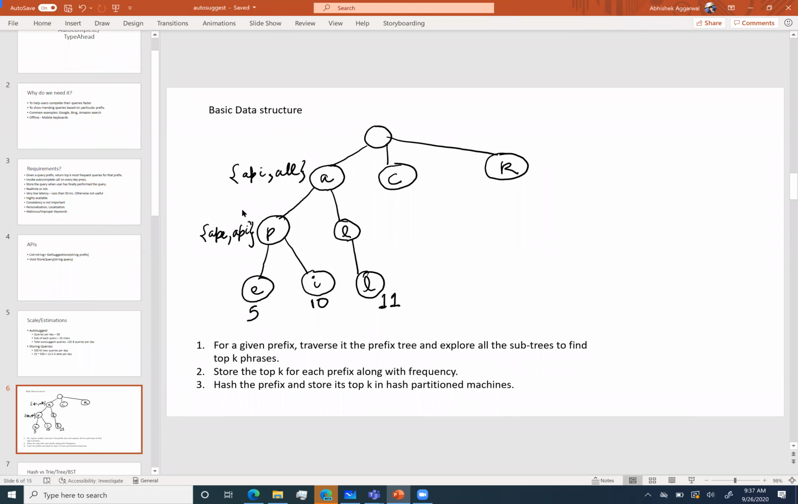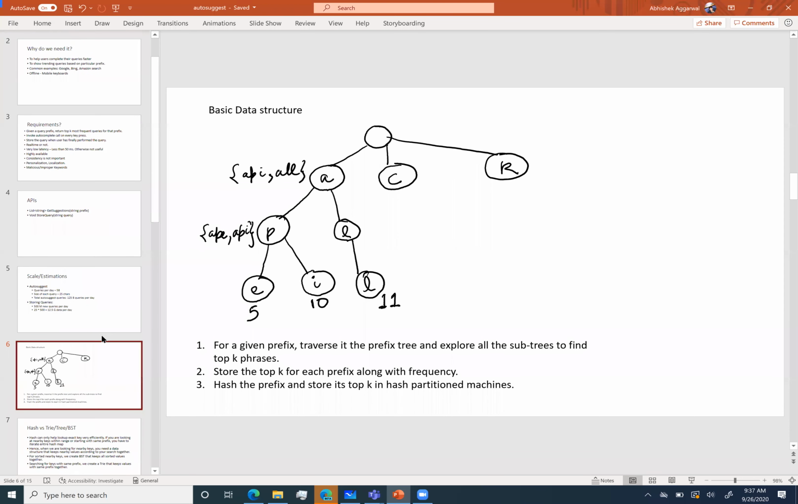So now a question comes here: for this prefix A, I know the results are API and all, right? So now how do I store them? Can I store them in a hash map, or will I store them here in this trie? What should I use? I think in the last discussion also, there was this confusion: do we use a hash map, do we use a trie, right?